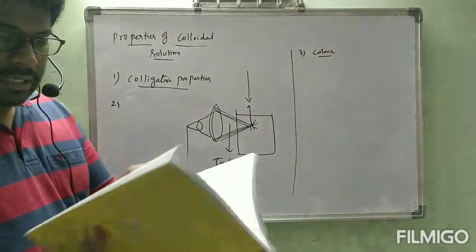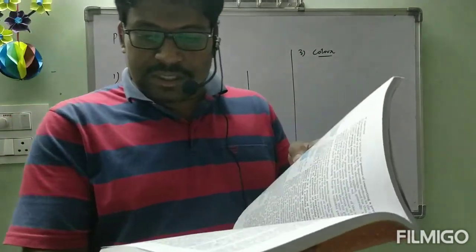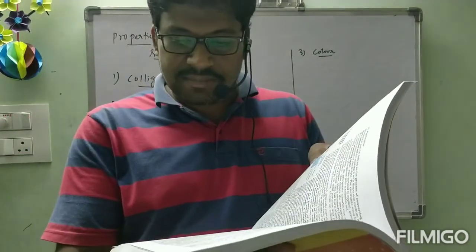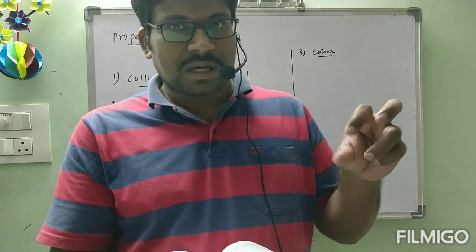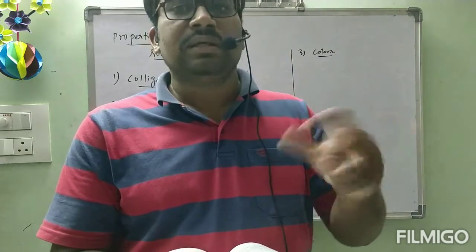Color. The color of colloidal solution depends on the wavelength of light scattered by the dispersed particles. Once again, the color of colloidal solution depends on the wavelength of light scattered by the dispersed particles. Depending on the wavelength of the light scattered, the color changes. The wavelength of light further depends on the size and nature of the particles.